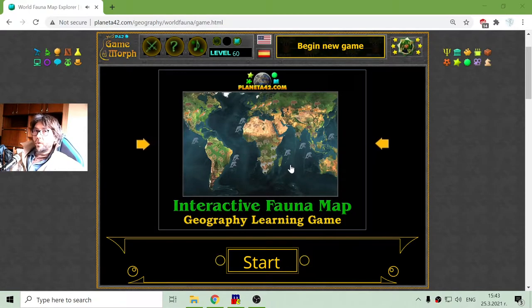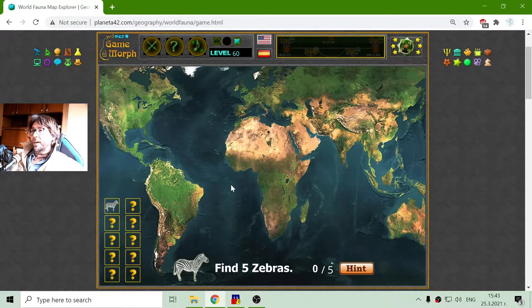Today's geography educational game that I play is the World Fauna Explorer. Here I will try to find animals in their natural habitats on the world map. Now, fauna is the animals and flora is the plants. Now I will look for the animals.